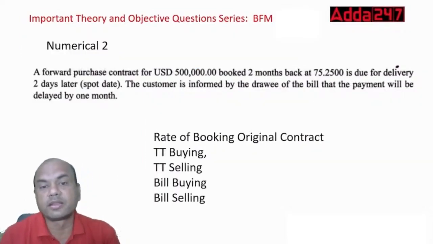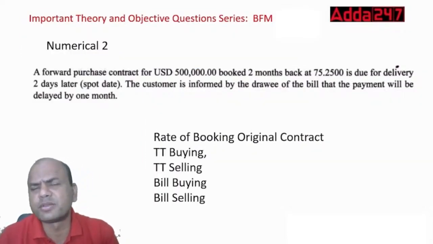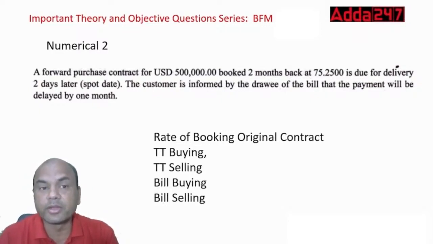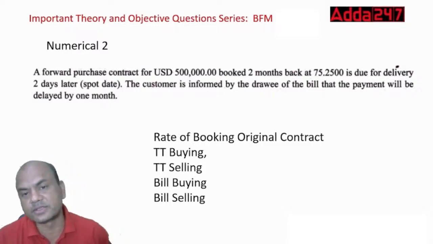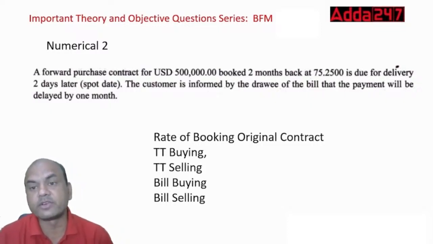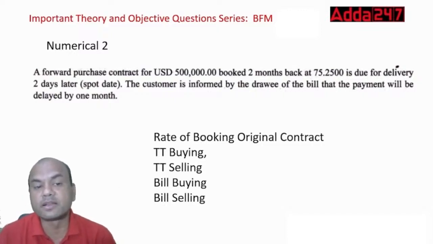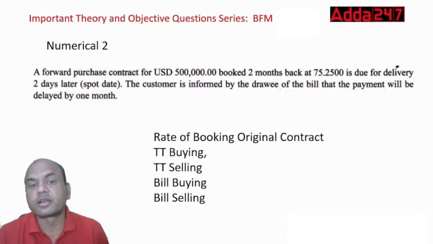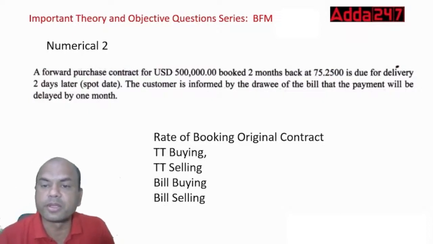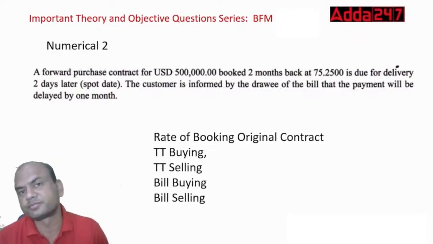Second numerical. Now this is not a simple one, a confusing one, but let's see how many of you can answer this. A forward purchase contract of USD 5 lakhs booked 2 months back at 75.25 is due for delivery 2 days later. The customer is informed by the drawee of the bill that the payment will be delayed by 1 month. Now this much is your case study.